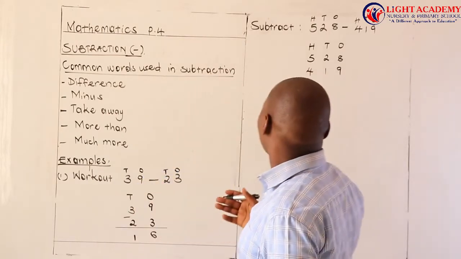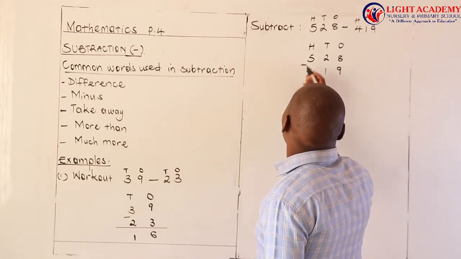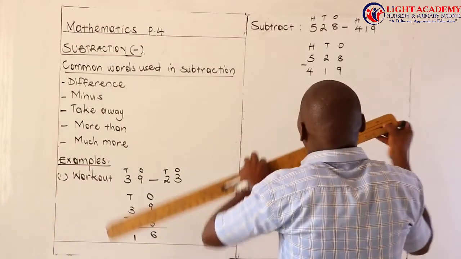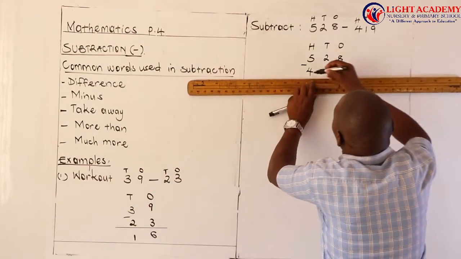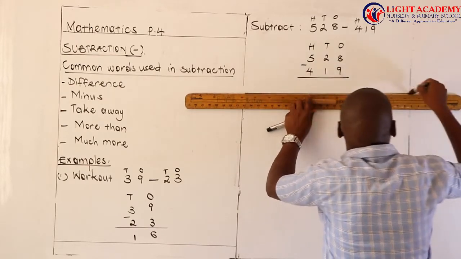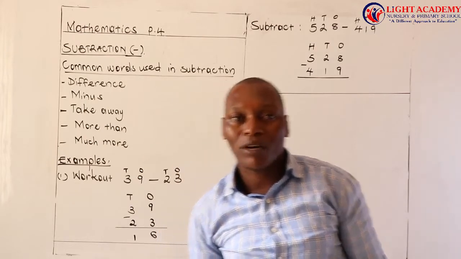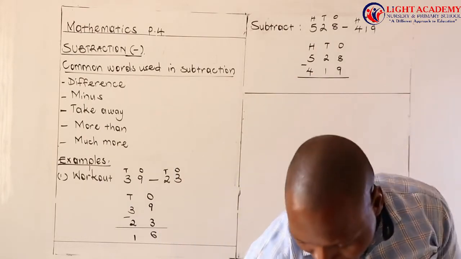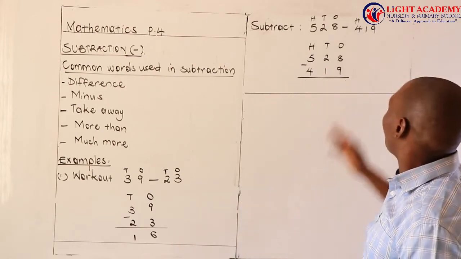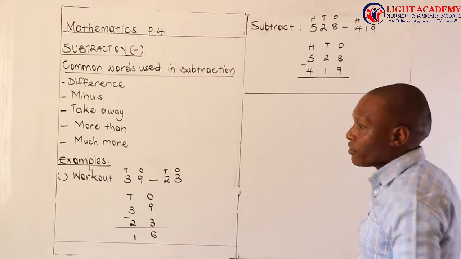So after that, I should not forget that the operation I'm dealing with is subtraction. So I must put it there. So in that case, I will be in position to get the answers after subtraction. This is what I'm going to do. Remember, when we are subtracting numbers, or when we are finding the difference, or when we're taking away, we subtract the numbers from the right hand side to the left hand side.